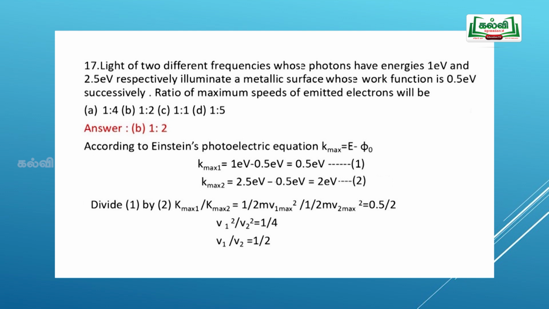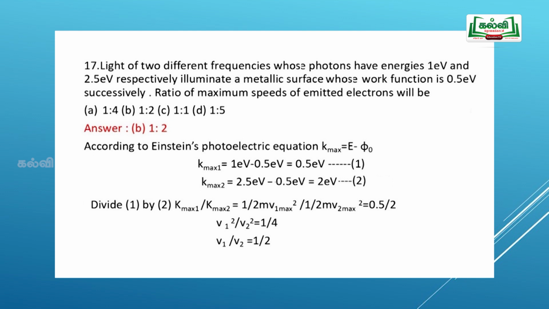According to the photoelectric equation, kinetic energy maximum is equal to E minus phi naught. Here two different photon energies are given. Incident photons have two different energies, 1 eV and 2.5 eV, whereas the work function is the same for both, 0.5. So the kinetic energy maximum of the first case is equal to 1 eV minus 0.5, which is 0.5 electron volt. Kinetic energy maximum 2 is equal to 2.5 minus 0.5, which is 2 eV.